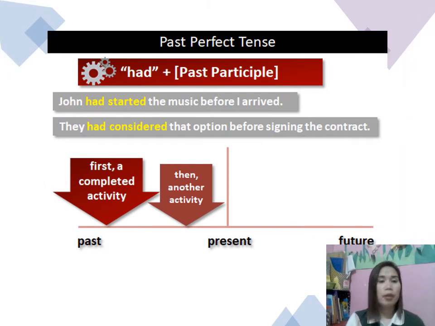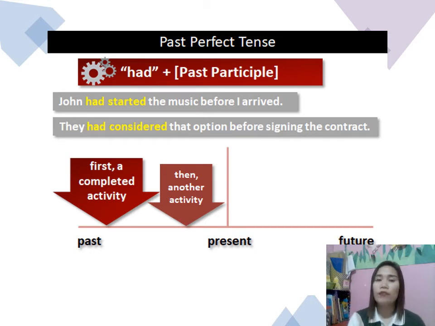Now let's study some examples below. Again, the structure of past perfect tense: you have to use had plus the past participle of the verb. So we have: John had started the music before I arrived. Here, had started indicates the past perfect tense. The action of starting is already completed before the action of arriving, and both actions happened in the past. Okay, next we have: they had considered that option before signing the contract.